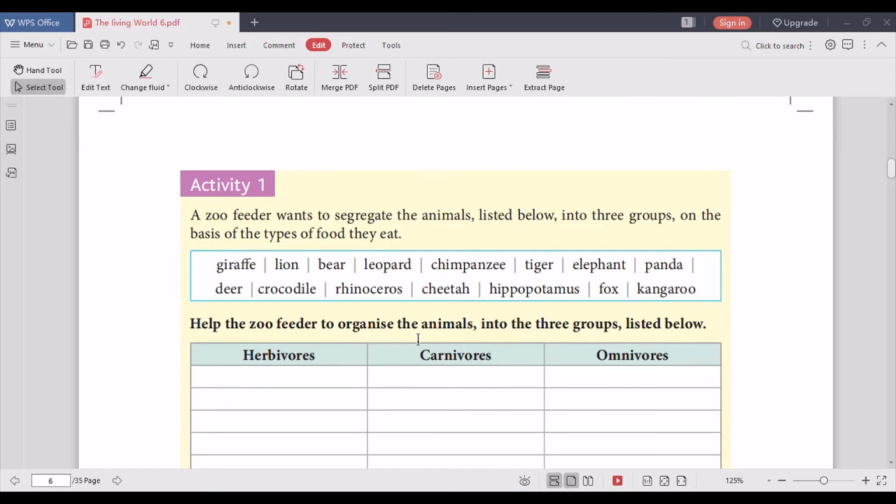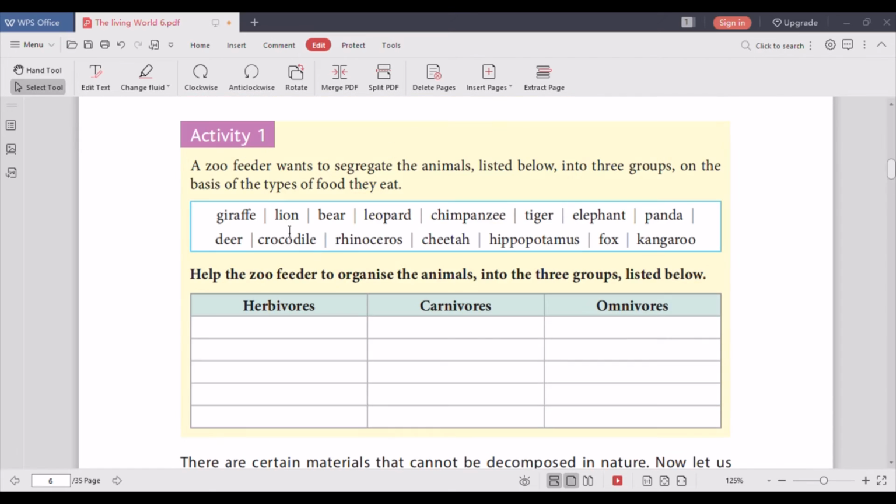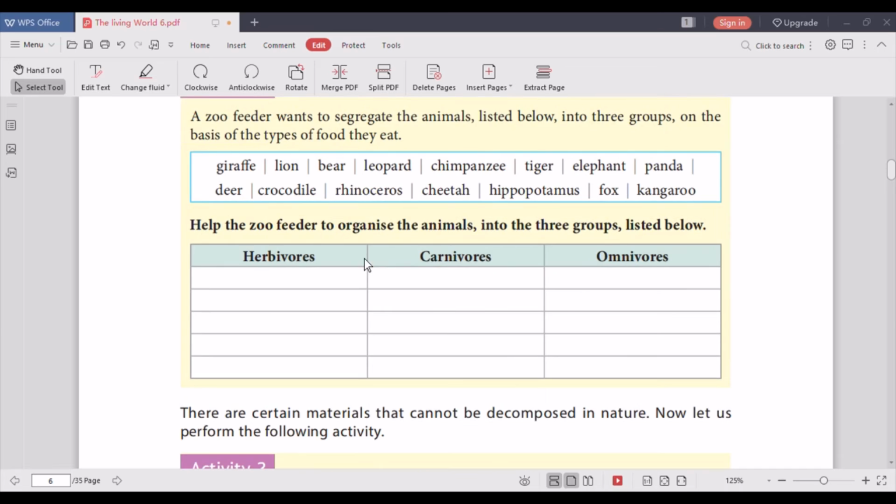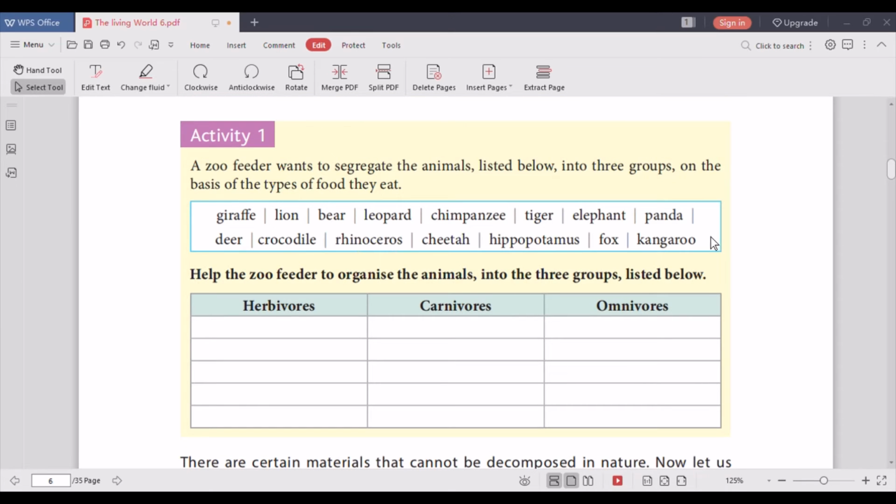So here is activity 1. A zoo keeper wants to segregate the animals listed below into 3 groups on the basis of their food type. So here is an animal's name. You have to separate this. Like giraffe is herbivore, lion is carnivore, and rhinoceros is omnivore.